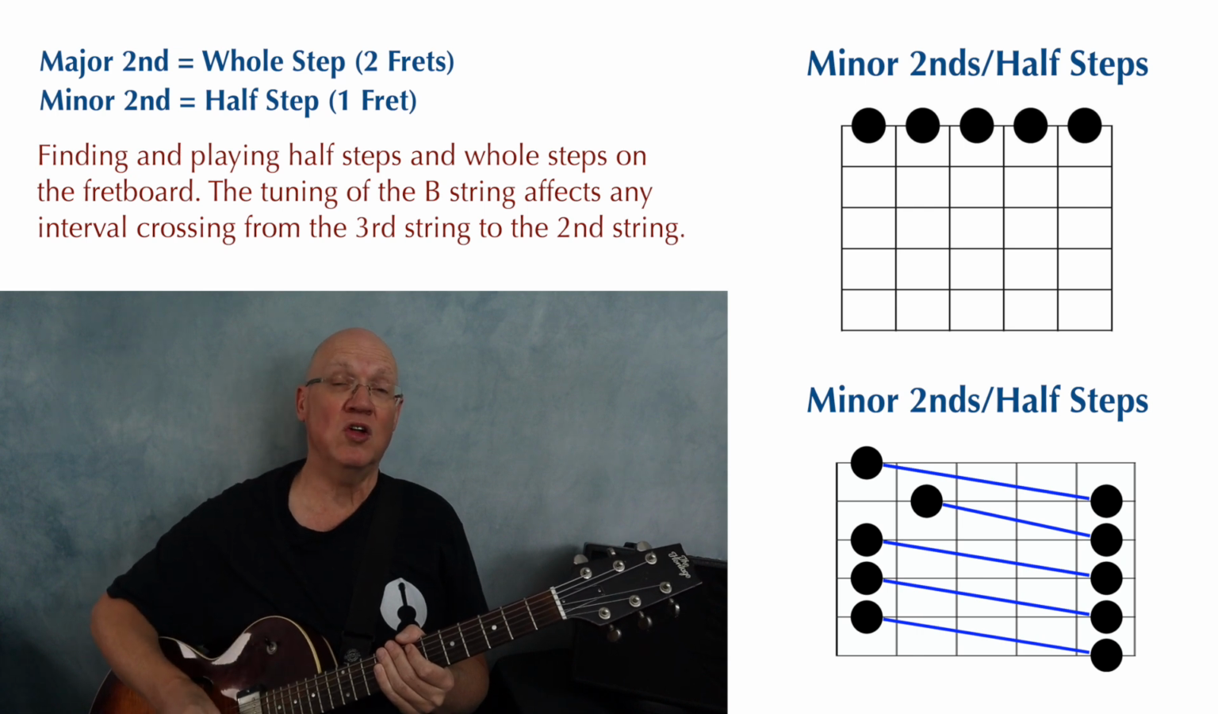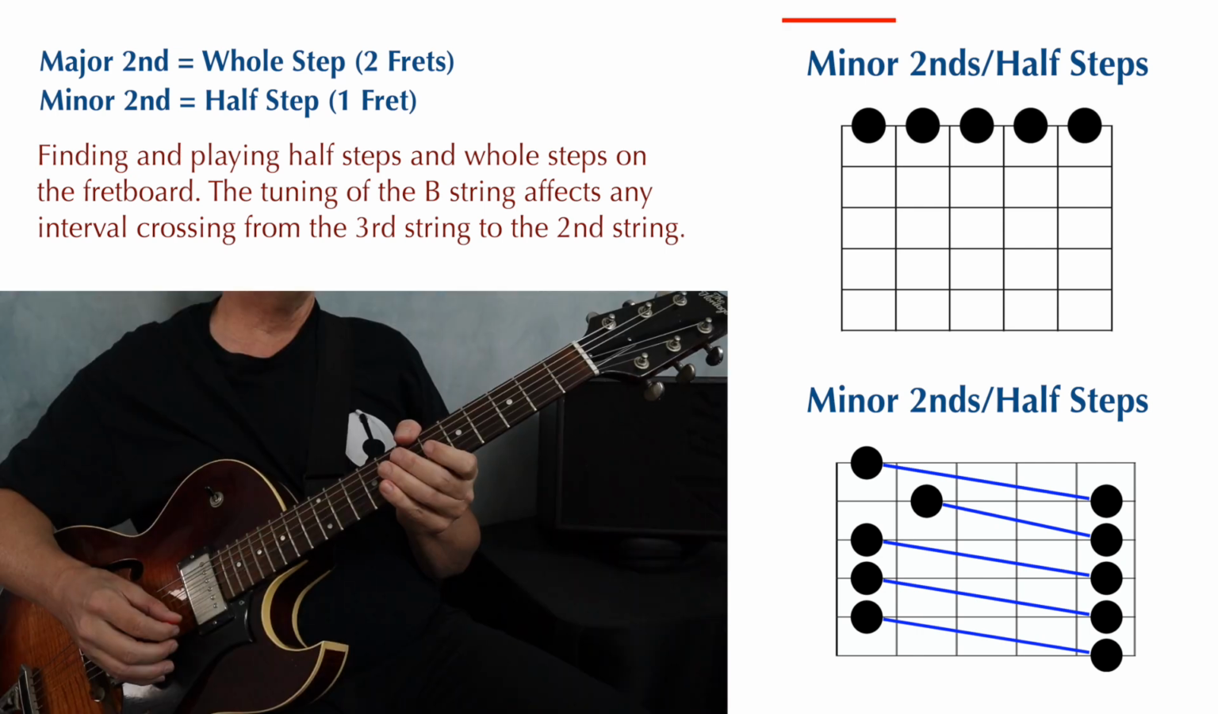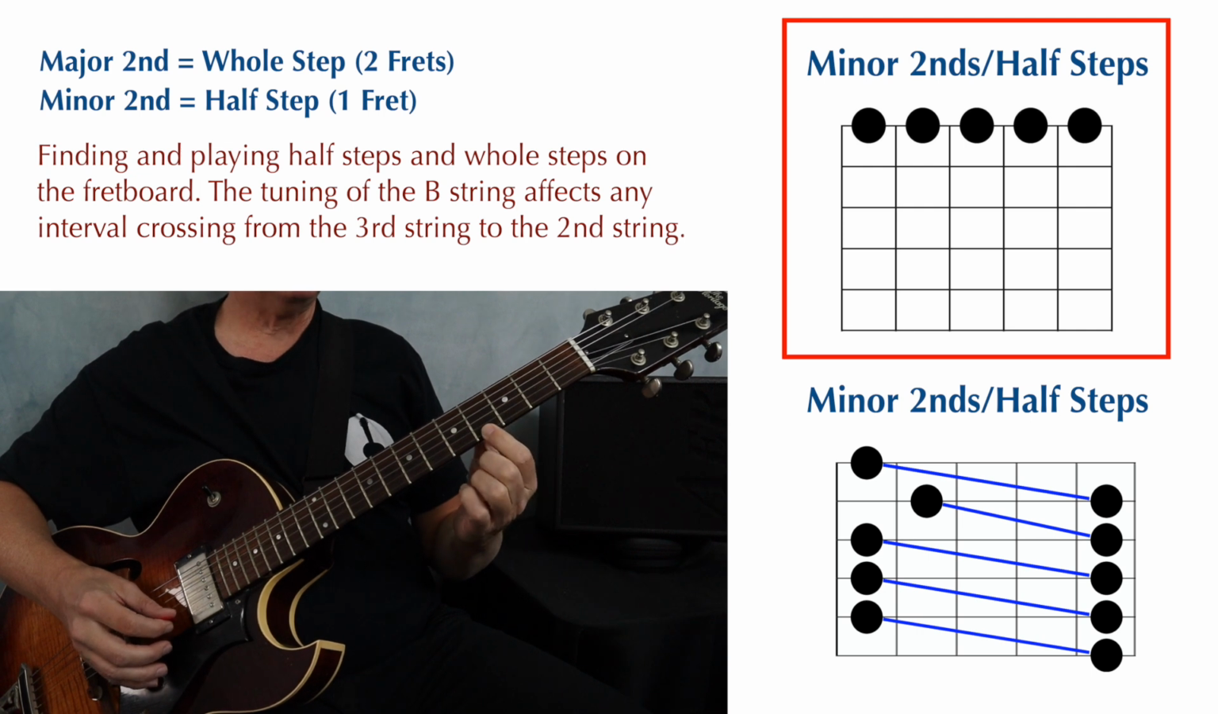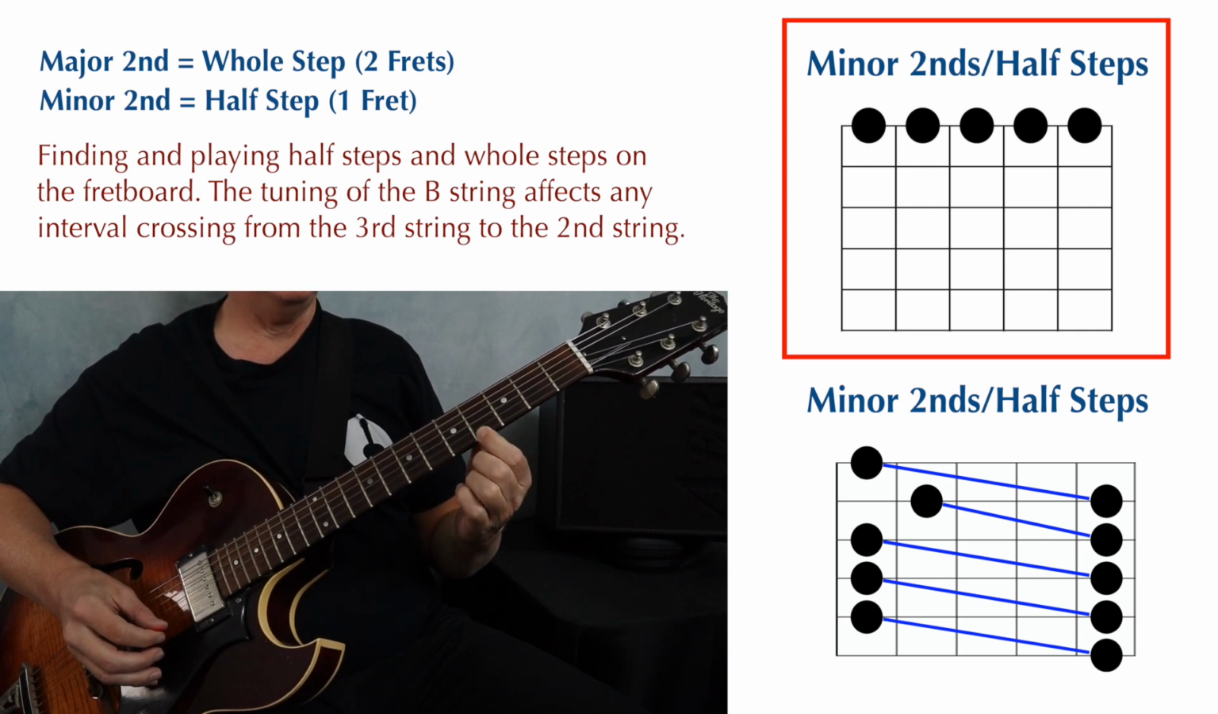To play melodies and scales efficiently, you need to be able to play whole steps and half steps, or major and minor seconds, along one string. Also, you need to find them moving from one string to the next. To play a half step along the same string, that's easy. Just play the next fret up or down.